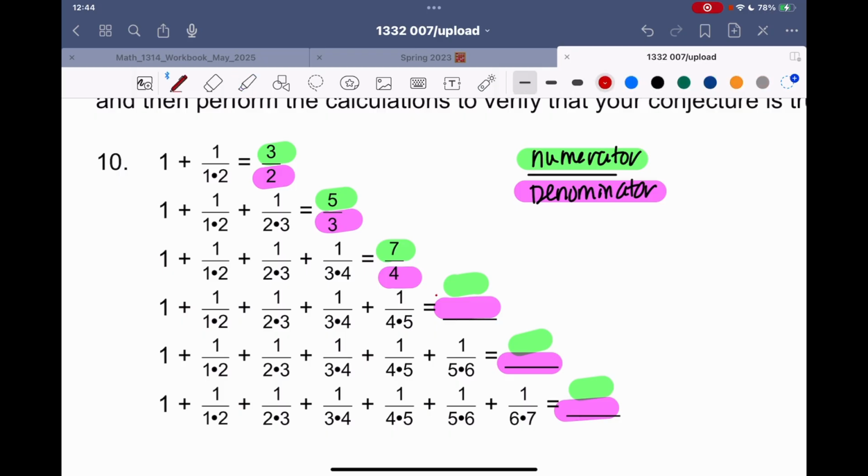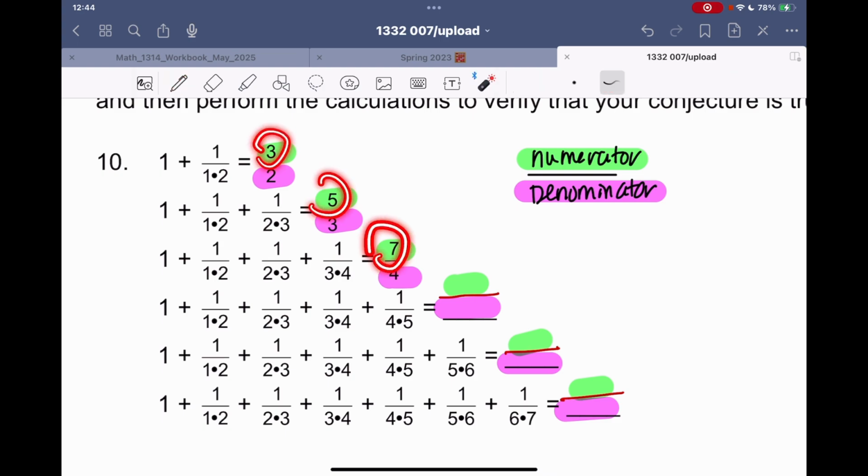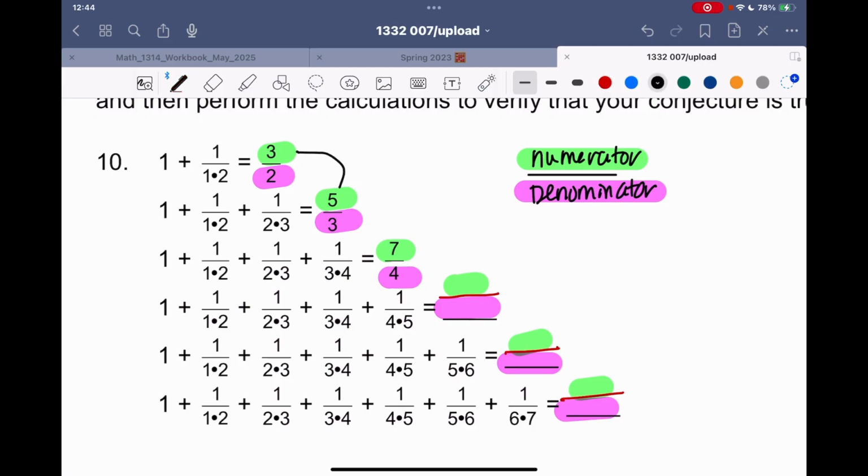So I have, again, a numerator over a denominator. My numerators in green are 3, 5, 7. So if you look at those, 3 plus 5 plus 7, we're increasing these by 2. So let's figure out the next 3 numerators in the sequence. So 7 plus 2 is 9, 9 plus 2 is 11, 11 plus 2 is 13.